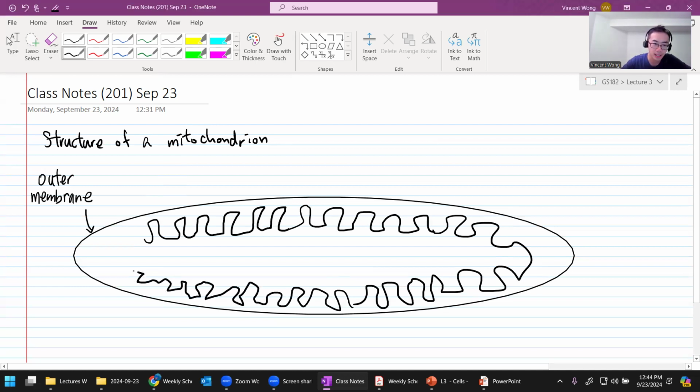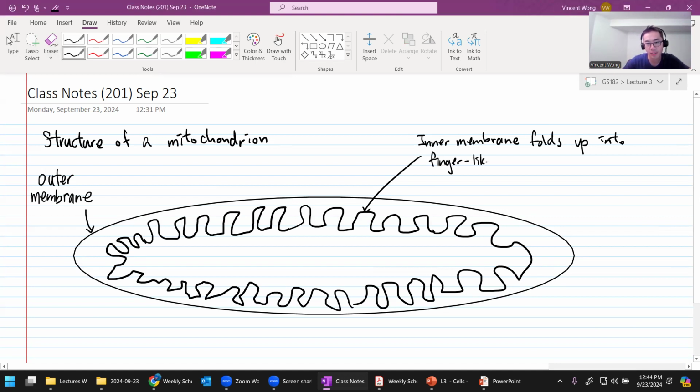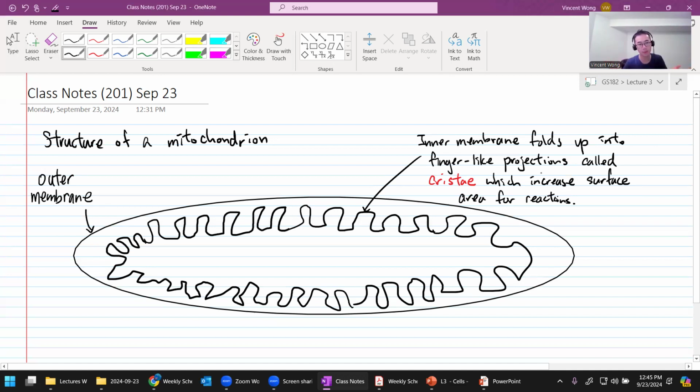Okay, so these foldings are called cristae. Now, let me write it down for you. This is the inner membrane. Inner membrane folds up into finger-like projections. That means they look like finger projections. Okay, not my words. That's just how they are usually described in textbooks. Finger-like projections called cristae, which increase surface area for reaction.